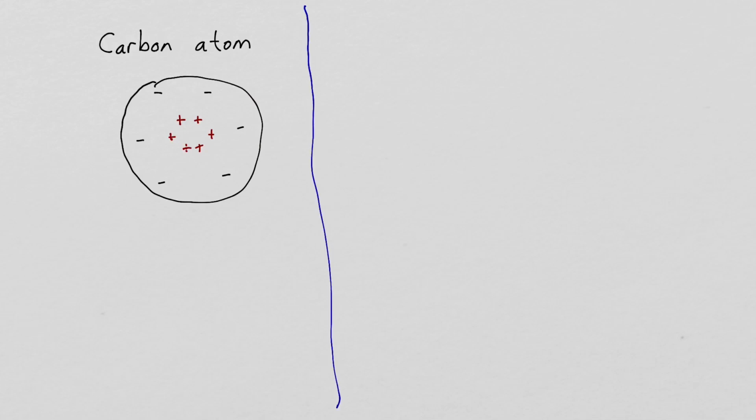Let's consider a carbon atom, which will have 6 protons in the nucleus, and surrounding the nucleus will be 6 electrons, uniformly distributed around the nucleus. So we can model the carbon atom as some neutral object. Now let's apply an electric field.